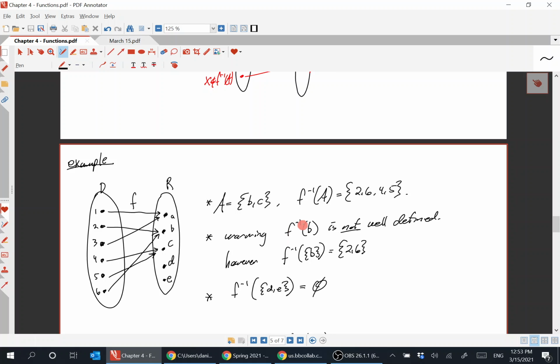Okay, so warning: the pre-image of an element b is not well defined. The thing that you're taking the pre-image of has to be a subset of the range. So it's not the pre-image of b, it's the pre-image of the set that contains little b, and little b only. In which case the pre-image of the set containing little b is 2 and 6, because here's b and here's 2 and here's 6. And that's another reason why the inverse function doesn't really exist. How would you define the inverse function of b? Is it 2 or is it 6?